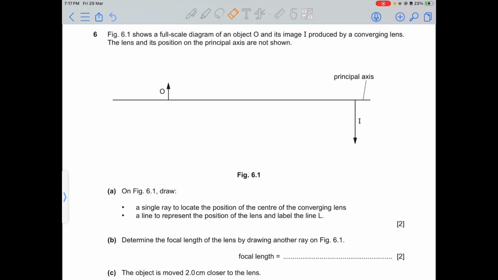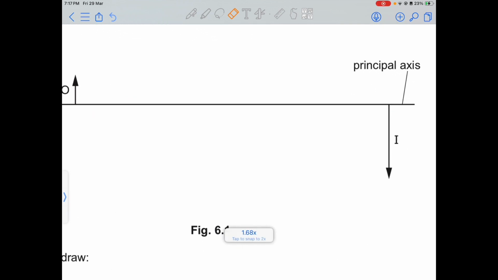Moving up, we have question number 6, which is that figure 6.1 shows a full-scale diagram of an object O and an image I produced by a converging lens. The lens and its position on the principal axis are not shown. On figure 6.1, draw a single ray to locate the position of the center of the converging lens.